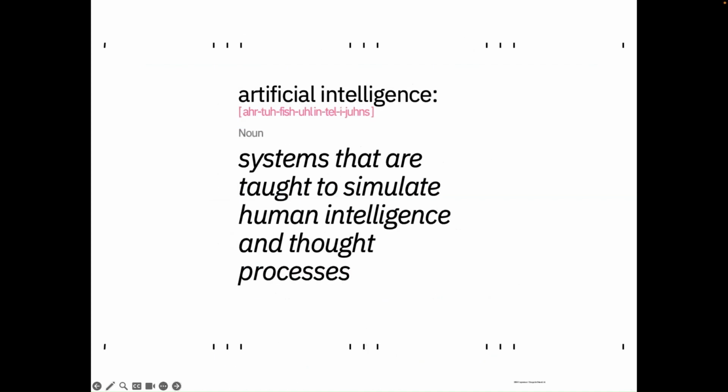So let's start this conversation by level setting. AI, it's a term that is thrown around a lot, but what does it mean? The working definition that I have come to learn working with IBM is that AI is the term that refers to systems that are taught to simulate human intelligence and thought processes. Simulate is very important. It doesn't mean that it's going to replace human intelligence. It doesn't mean that it is better than. It is simulating human intelligence and thought processes for a particular purpose, to assist us to get meaningful work done.